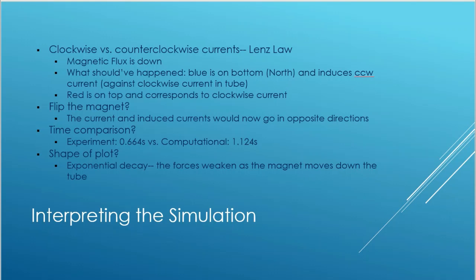What if I flipped the magnet and dropped it? The current and induced currents would now go in opposite directions. That's because the north and south would be flipped.